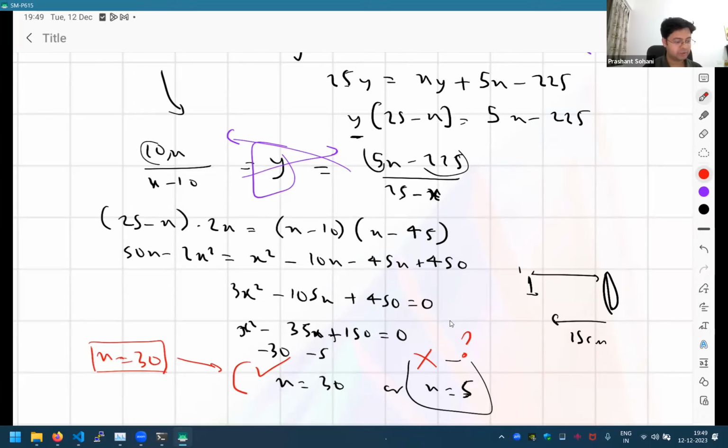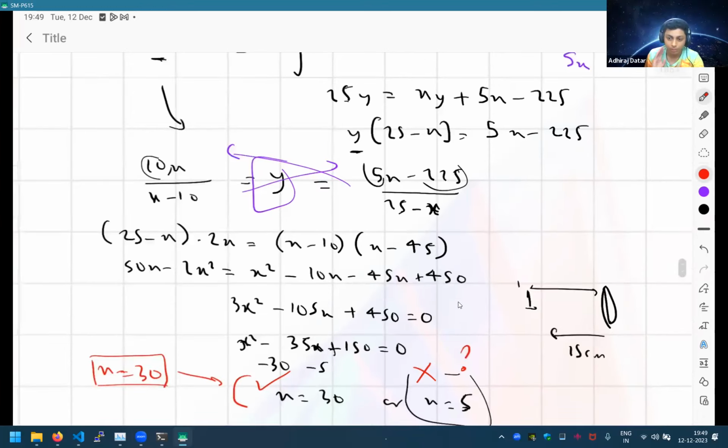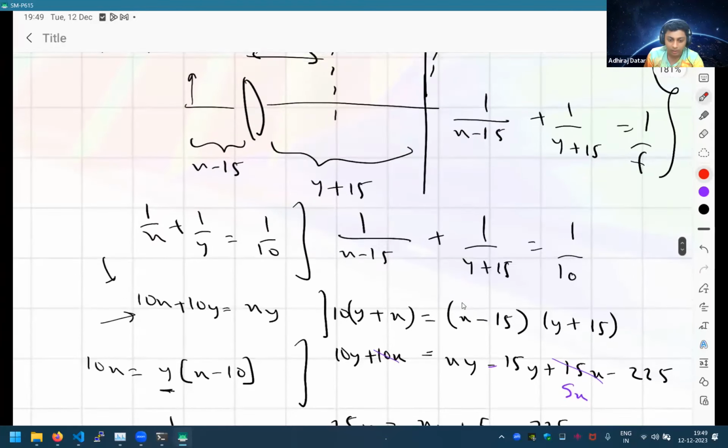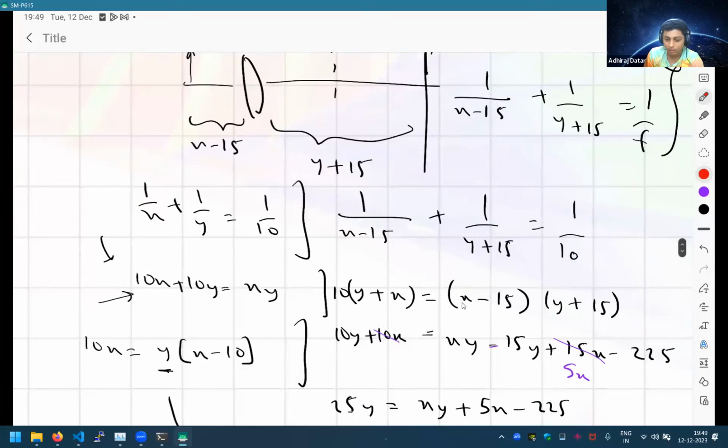Okay. Sir, I have a doubt. Yes, go ahead. Sir, can you just scroll up your screen? Yes, sir. In this step, 10y plus 10x equal to xy minus 15y plus 15x minus 225. Yes. So here 10y plus 10x, we know that it is xy. So we can just cancel out the xy and we will again get a simultaneous equation.